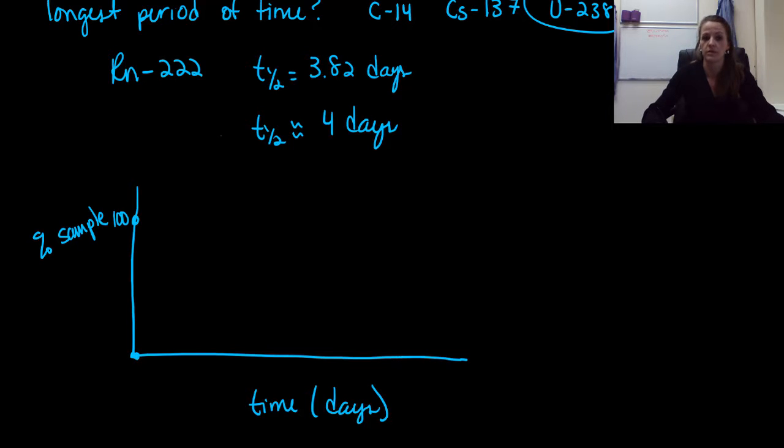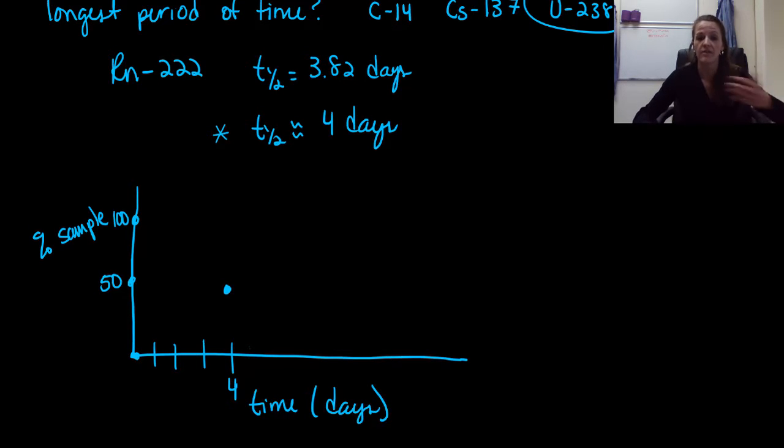Now, we're going to say again our half-life is 4 days. So 1, 2, 3, and 4. At 4 days, we have decreased our sample by half. So now instead of 100, we are at 50% of our sample. So I'll come over here and make a dot right there. All right, so now we're at 50% of our sample.